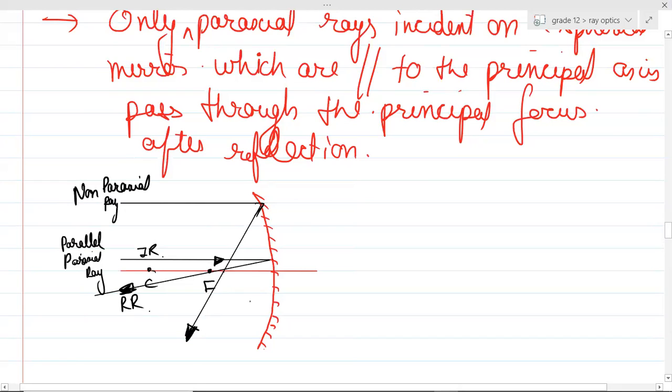And basically this is the cause for something called aberrations. You might have heard of these things, spherical aberrations, chromatic aberrations, right?